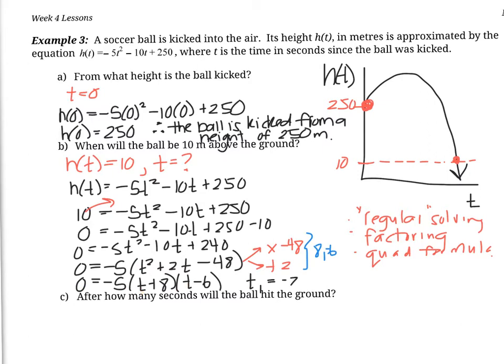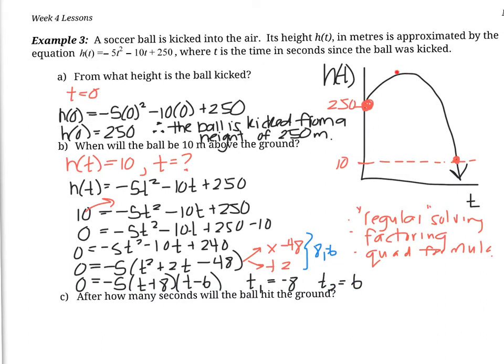T can be negative 8, and t can be 6. So what was the question? When will the ball be 10 meters above the ground? So we plugged in a 10, and now we solved this thing. So we have two solutions. We have 6 and we have negative 8.